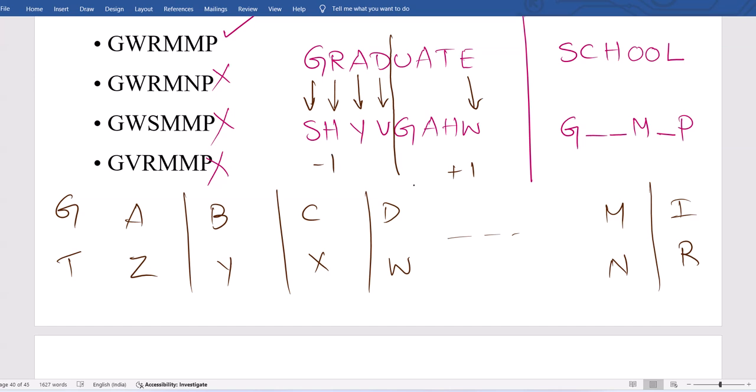Okay, A's opposite is what? Z. Z's next letter? A. T's opposite pair, I said Telangana, TG. T's opposite pair is G. G's next letter? H. U and F, UFO, U and F are actually a pair. U's opposite is F, F's next letter is G.